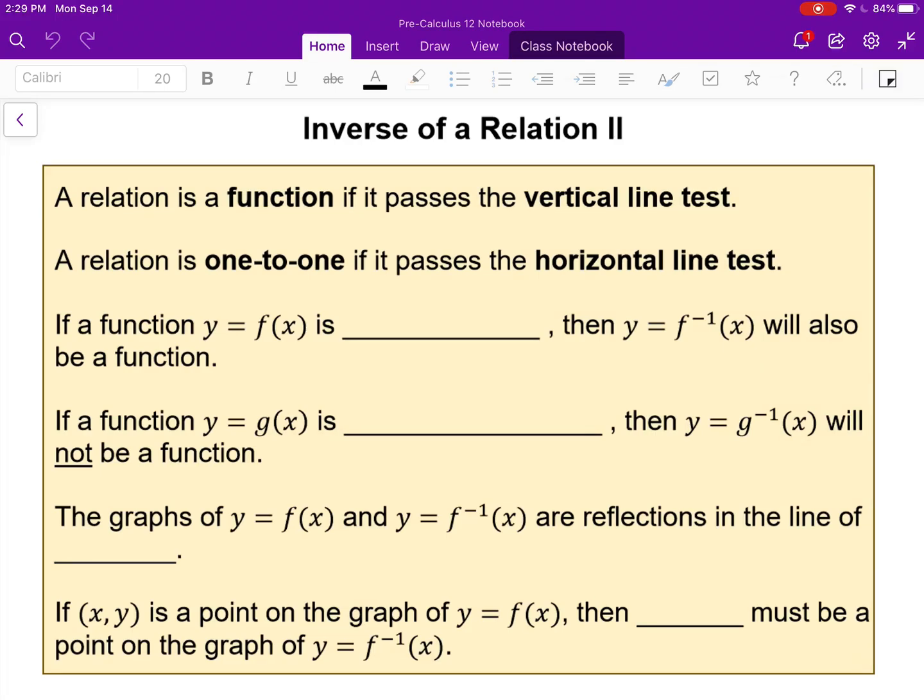All right, so this is the second of 3 lessons looking at inverses. Now I'll get straight into it. So I start with a fair amount of little fill in the blanks here. And my voice just cracked.